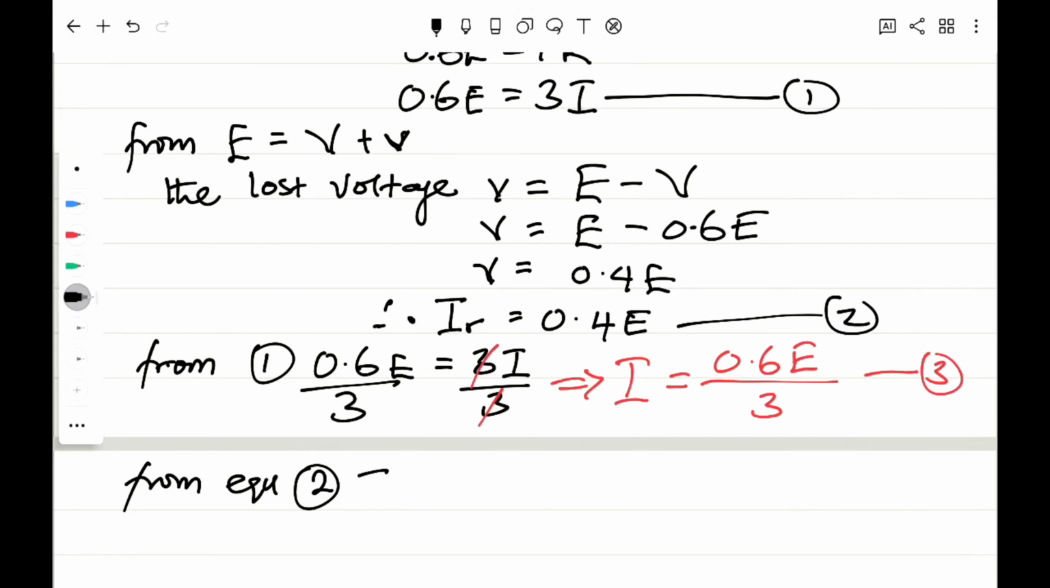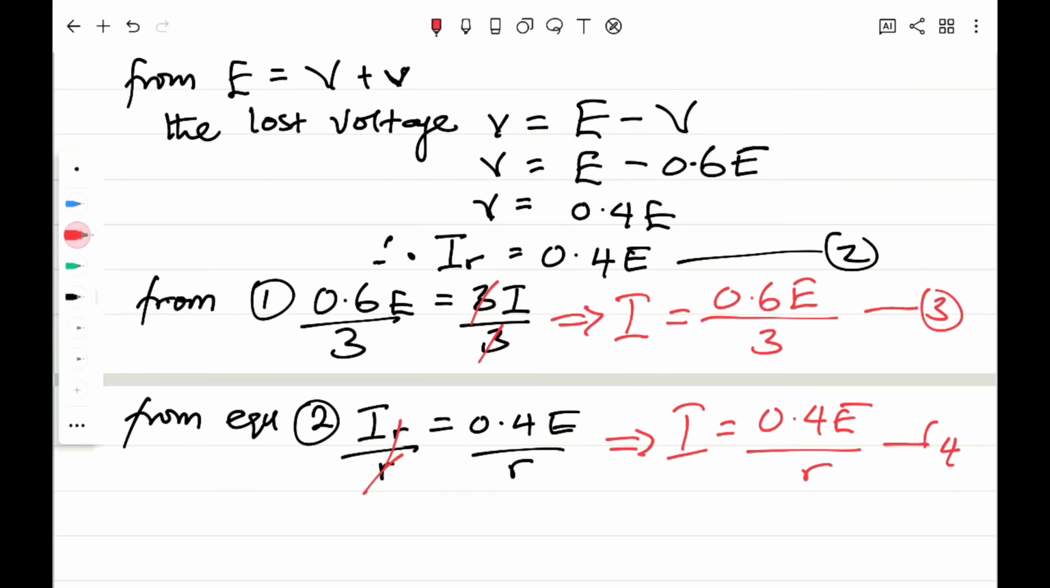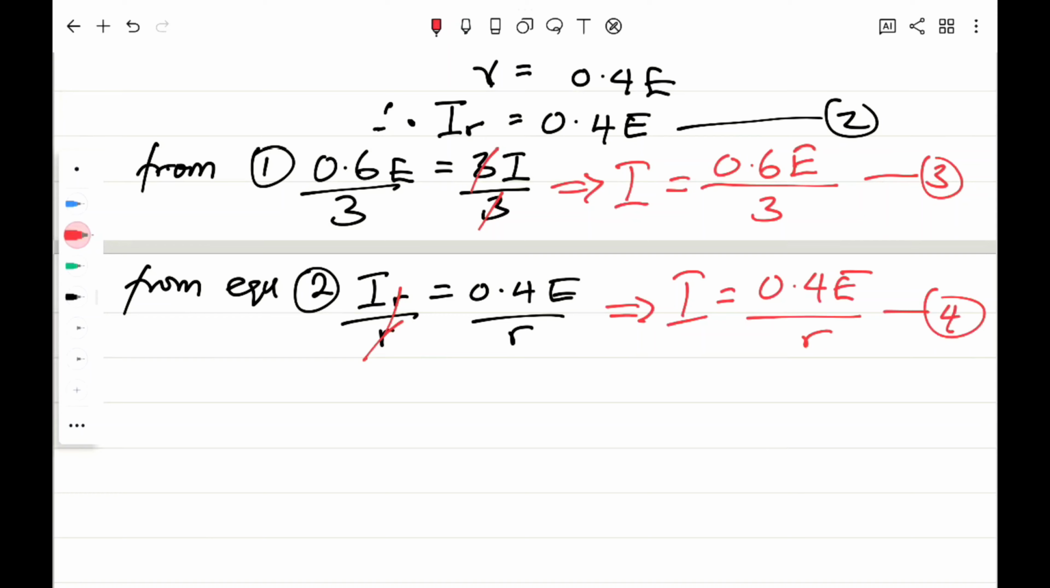From equation 2, let's do the same thing. Ir is equal to 0.4E. Divide through by r, so that r cancels r. Then I is equal to 0.4E over r. Remember, we are looking for small r. So this is equation 4. We're going to equate these two I together, so that I is equal to I.